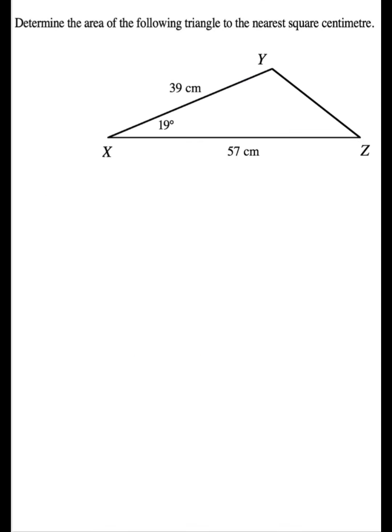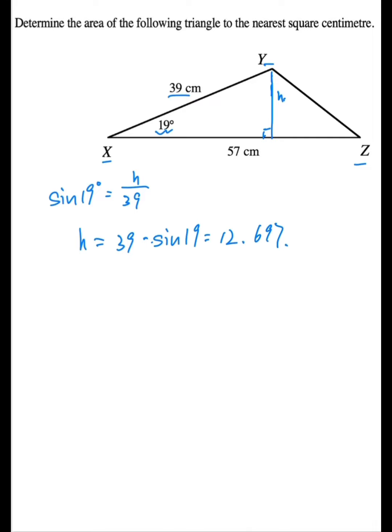Determine the area of the following triangle to the nearest square centimeter. The triangle is XYZ, and this is not a right triangle, so we need to draw a height here. The angle of X is 19 degrees, so we can find the length of the height. Sine 19 equals h divided by the hypotenuse 39, so h equals 39 times sine 19, which is about 12.697. For the area, XYZ equals half of the base times the height, so it's 1/2 times 57 times 12.697.